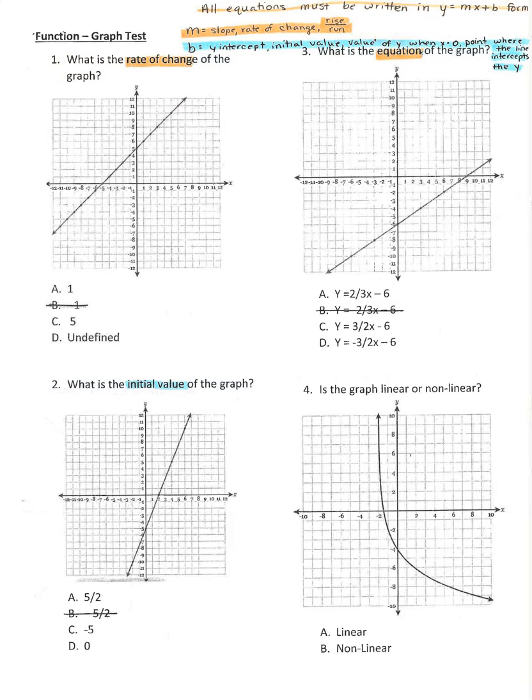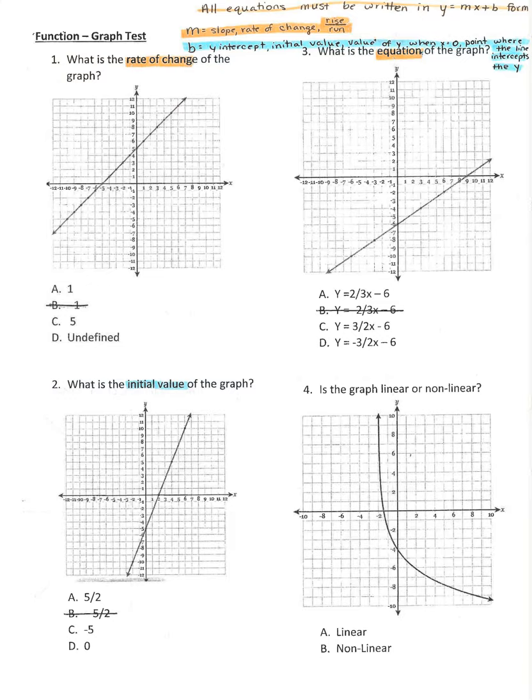Number 1, what is the rate of change of this graph? A, 1, C, 5, D, undefined. Number 2, what is the initial value of the graph? A, 5/2, C, -5, or D, 0.